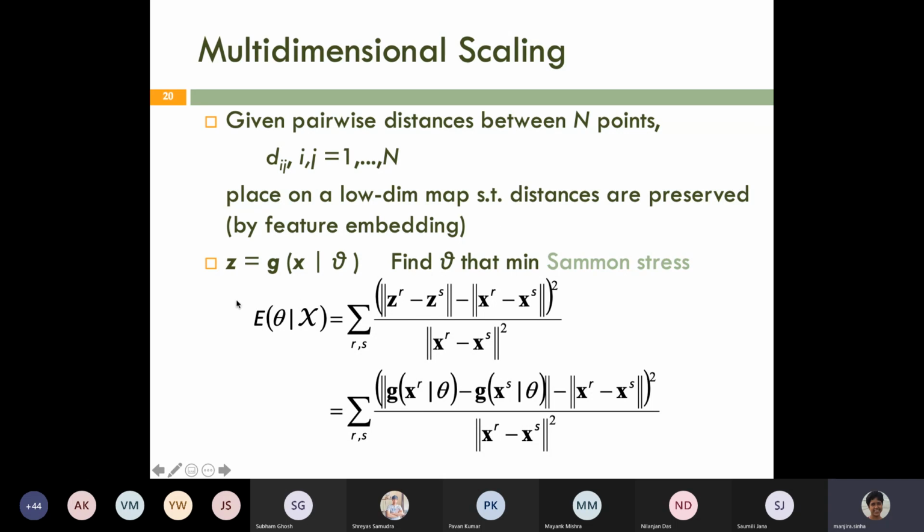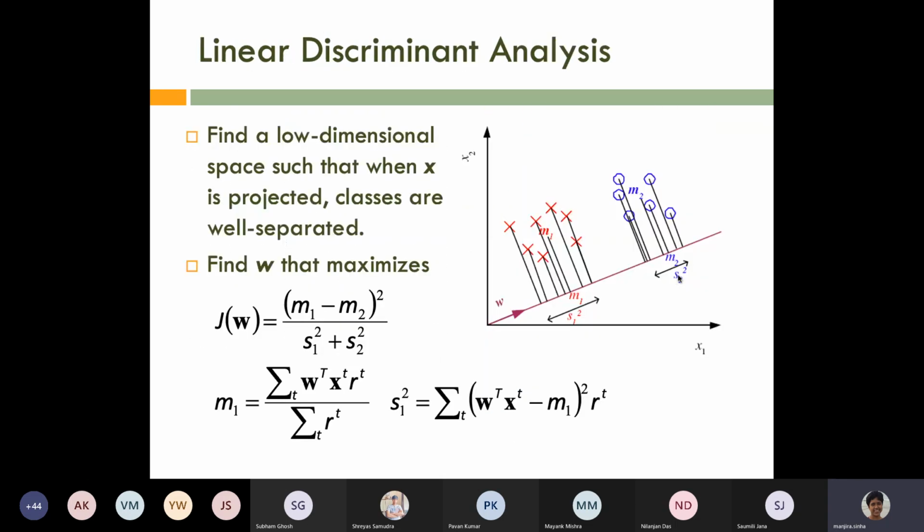Okay. So as you can see, my Z is the reduced feature space, my X is the original feature space, and I need to learn the reduced mapping via some function G, such that my original pairwise distances are preserved. So this is the basic idea of multidimensional scaling. Any question till now?